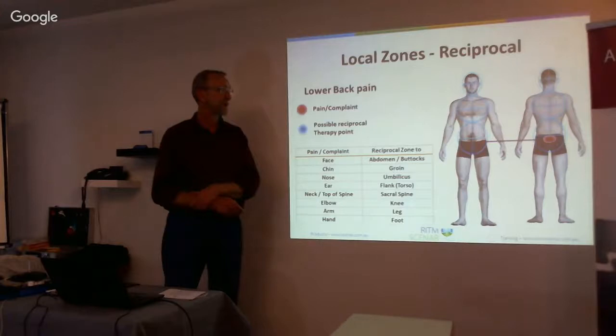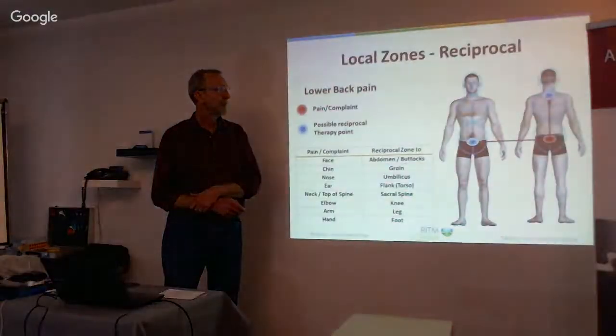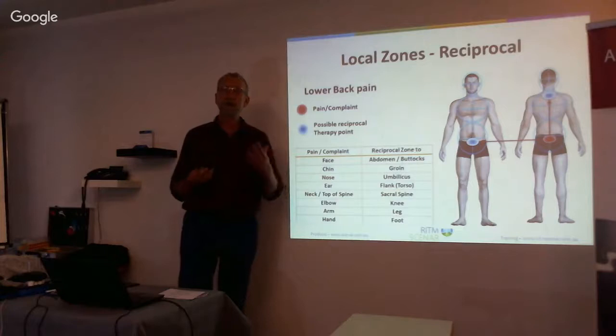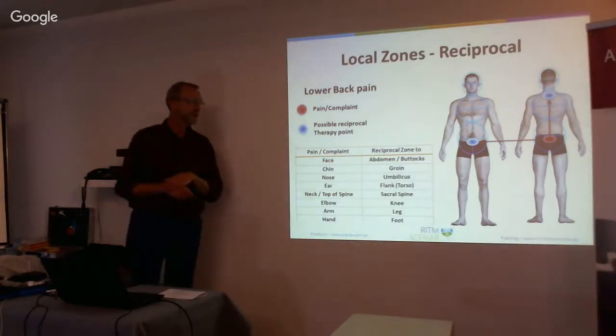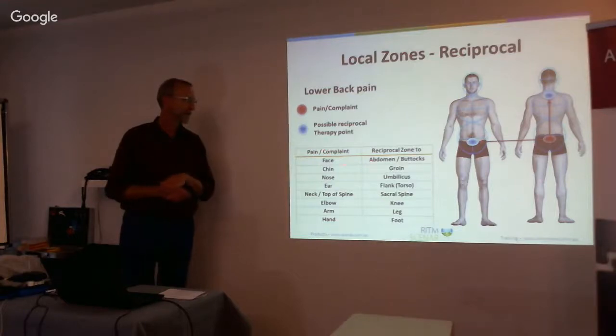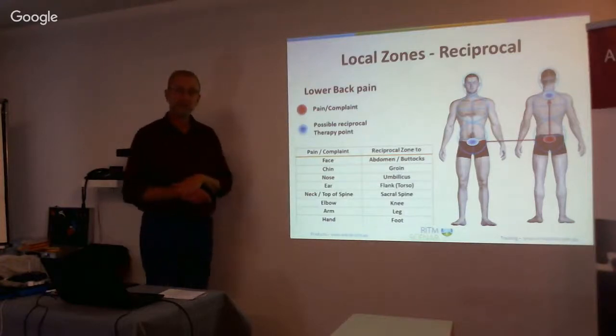You could choose this area here as a treatment point, which would be a reciprocal to this area. Or you can choose up here a point, because that's reciprocal to that one. And the more you actually go to the opposite side, the more effective you sometimes are. So working pain here on the face would do quite a lot to the patient as well. There are certain points that have got a reciprocal relationship. For instance, any pain in the face can be treated with working on the buttocks and vice versa.